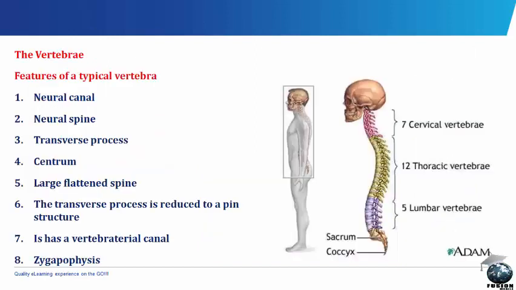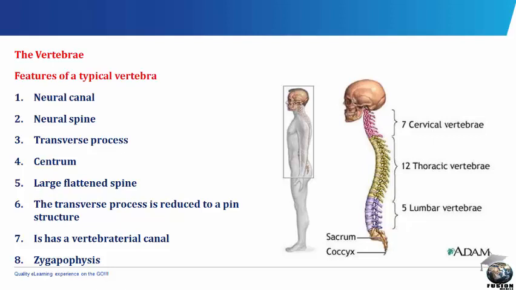The vertebrae. There are features of a typical vertebrae. 1. Neural canal. This is for the passage of the spinal cord. 2. The neural spine. This projects upward dorsally for the attachment of muscles. 3. Transverse process. They project from the sides of each vertebrae for the attachment of muscles and ligaments. 4. Centrum. It is a solid piece of bone below the neural canal.